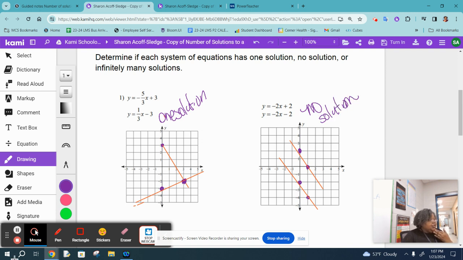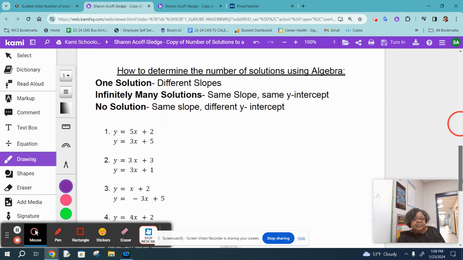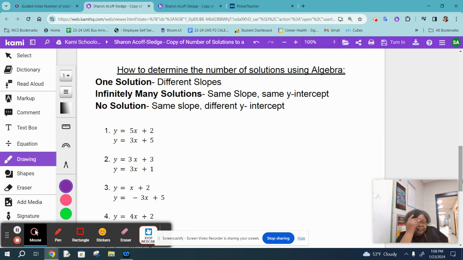But I want you to get to the point where, when your equation is in slope-intercept form, you can look at it and tell. If your slopes are different, you're going to have one solution. If your slopes are the same and the y-intercepts are the same, then it's infinite. If your y-intercepts are different, then they're parallel lines and they have no solution.